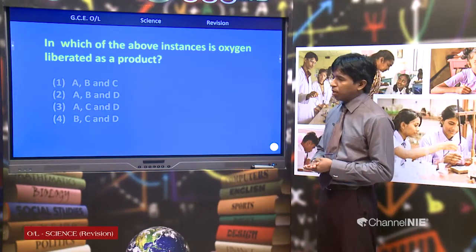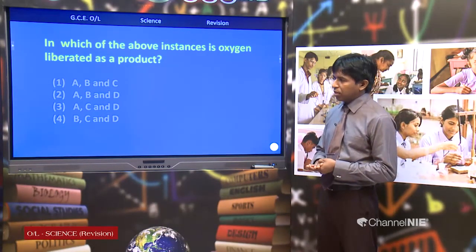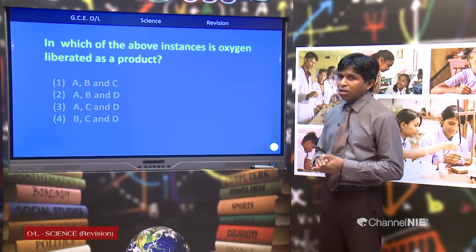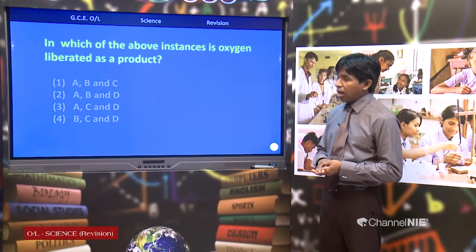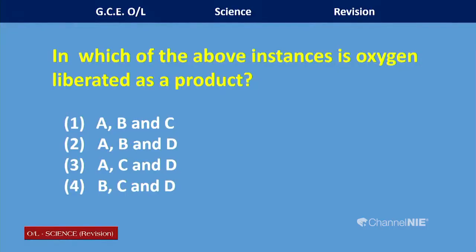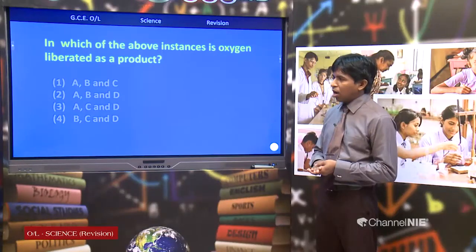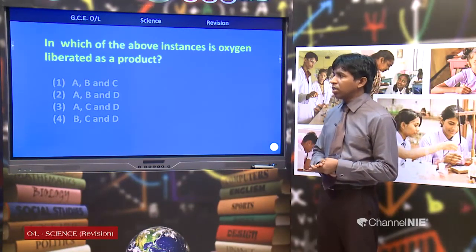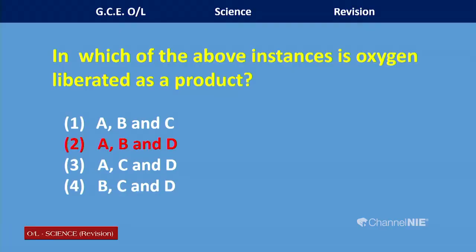The answer we discussed earlier: out of the four reactions, A, potassium permanganate decomposition, oxygen is given out, therefore A is correct. B, hydrogen peroxide decomposition, oxygen is given out, so B is also correct. And C, decomposition of calcium carbonate, liberates carbon dioxide, not oxygen. D is electrolysis of water. Therefore, the answer will be A, B and D. C cannot be taken because calcium carbonate decomposition gives out CO2 but not oxygen, and the question asks which gives oxygen as a product. So, the answer will be the second option, A, B and D.